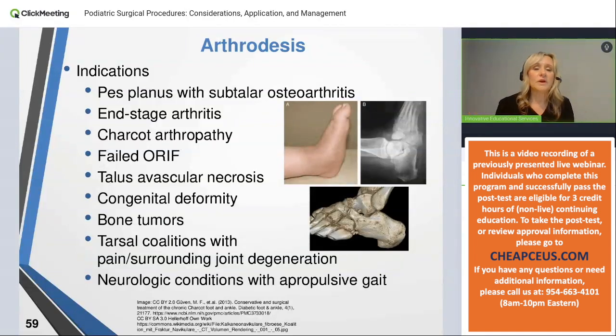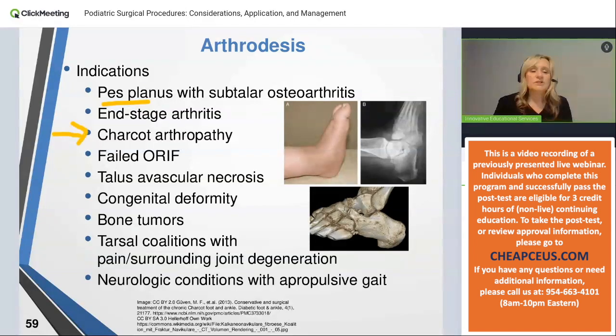So our patient with that pes planus that has maybe already had surgery, but now they're having significant osteoarthritis develop and that ankle's just not functional. They have an apropulsive gait. They just can't move their body through the gait cycle. They may be a candidate. Our patients with end stage rheumatoid arthritis in a joint.